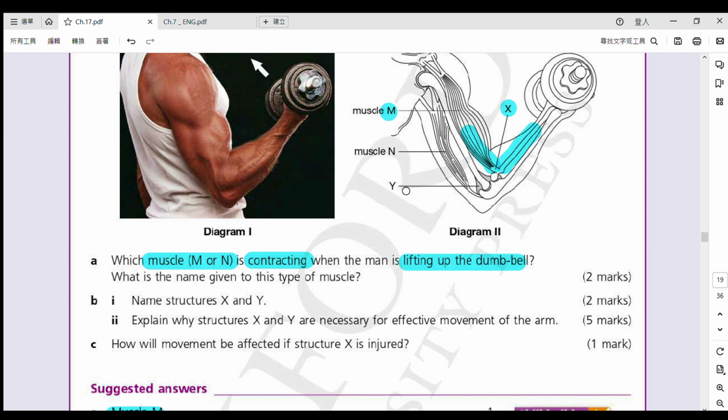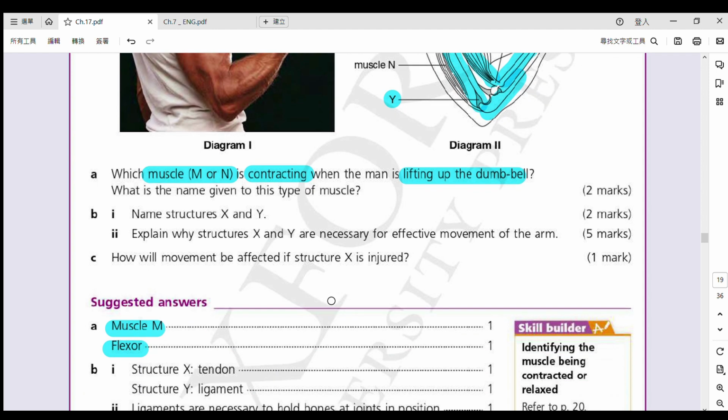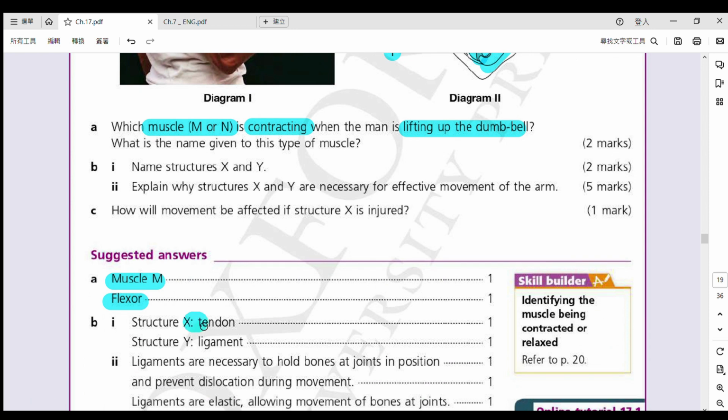But when you look at Y, this one is a bone, and this one is also a bone. So both of them are bones. In this case, Y is a ligament. Don't mix these up. These marks are like lettuce, it's for you to eat. But this time, please focus on these two questions.